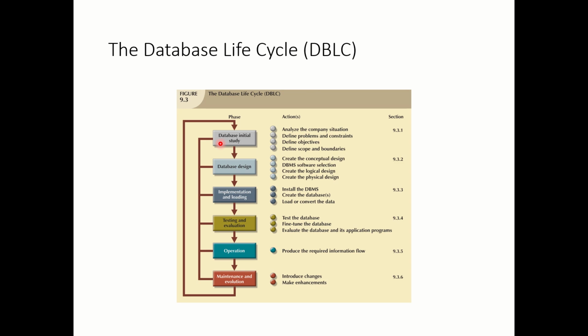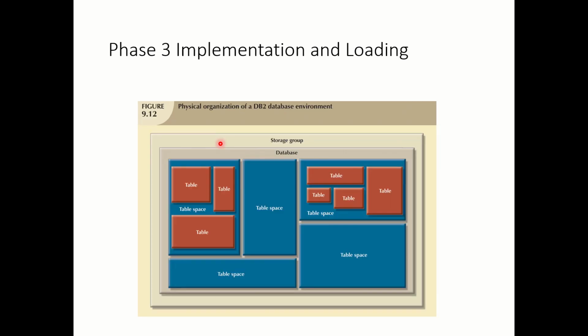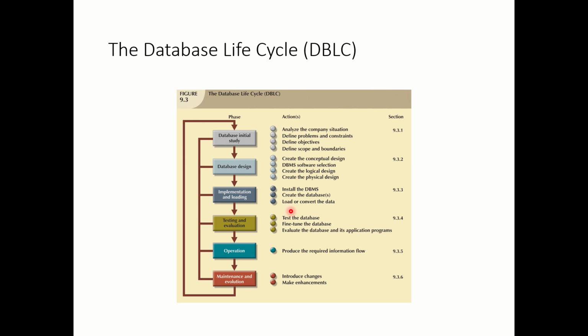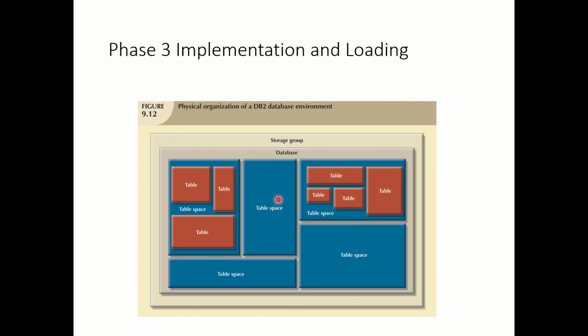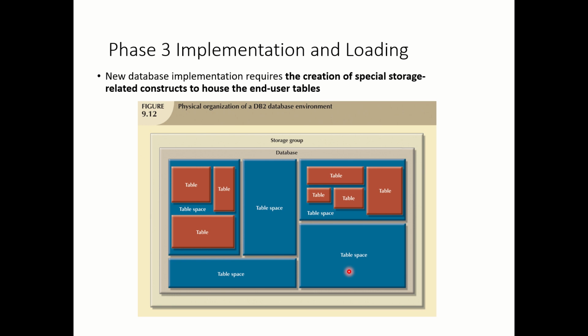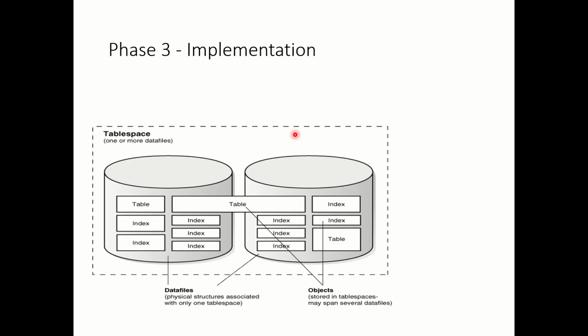So this is the DBLC structure which we have seen. In the DBLC structure, the last one is basically implementation and loading. In the third phase, implementation and loading, say this is the case of your Oracle database. In the Oracle database, basically you will have a table space, and in each table space you will have some database files. You need to know about the creation of special storage-related constructs, and how many end user tables have to be created. All this information has to be understood, so this is the kind of implementation.